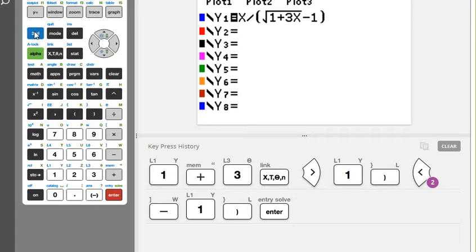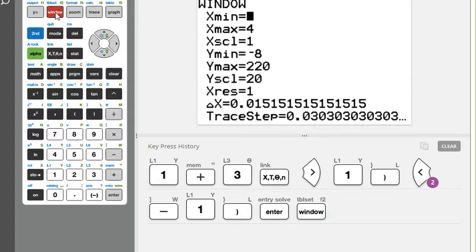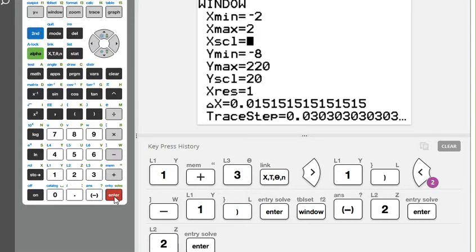Let's take a look at it with the graph first. Now, we're interested in seeing this graph near 0. So I want to put 0 in the middle of my window. So I'm going to hit the window key. And let's just pick something that's got 0 in the middle of it. So I'll go from negative 2 to 2. That's putting the limit, that x value, right in the middle of everything.